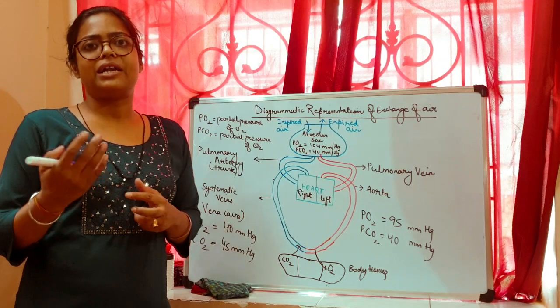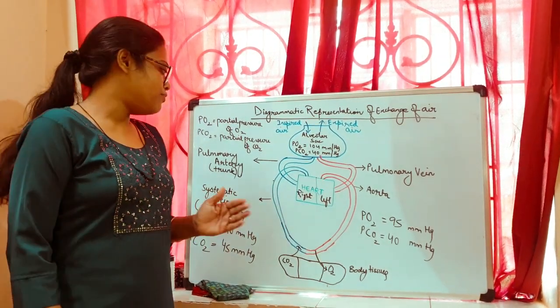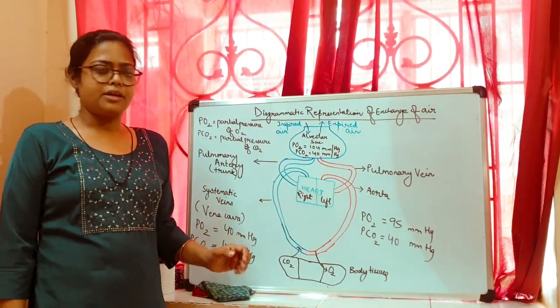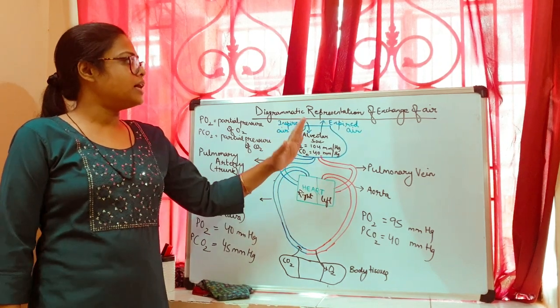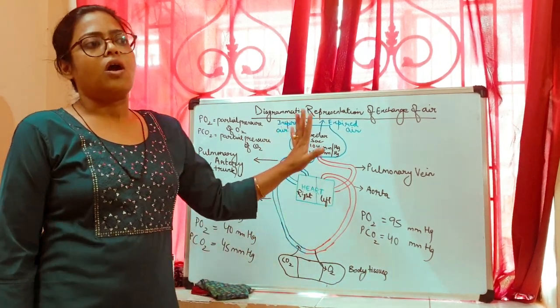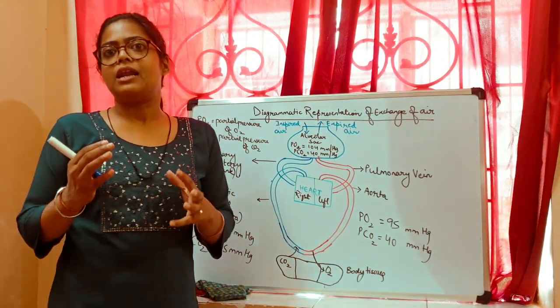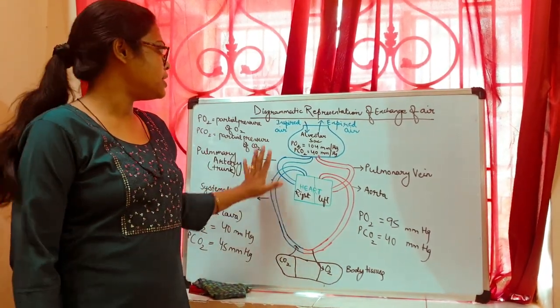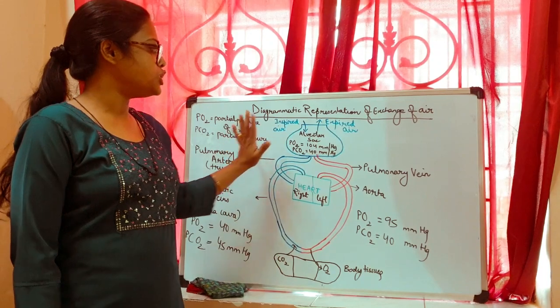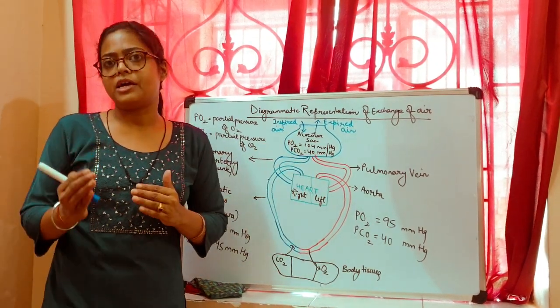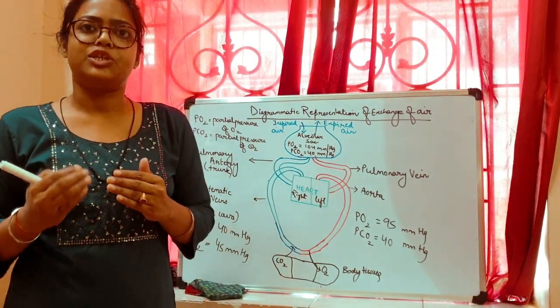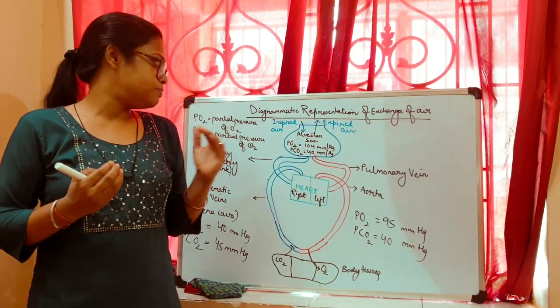Then again carbon dioxide is released, which again mixes with the blood. In this way, the exchange of air or the movement of air occurs between the lungs and the heart. So this is the systemic representation of the air, or how the air is exchanged between the lungs and the tissue.